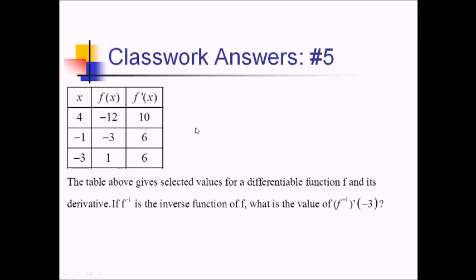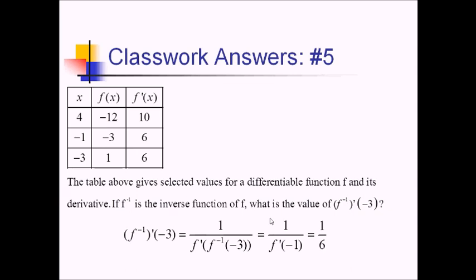On this problem, we have a table of f and its derivative at various values. If f inverse is the inverse of f, that sounds kind of funny to say, what's the value of f inverse prime of negative 3? So since we're taking the derivative of an inverse, we're going to use our inverse derivative formula. So this is going to equal 1 over f prime of f inverse of negative 3. F inverse of negative 3, that's the input to the f function when the output is negative 3. Looking in my output column here, we have an output of negative 3 when the input is negative 1. So this then is really 1 over f prime of negative 1. And f prime of negative 1 is 6, so 1 over 6.